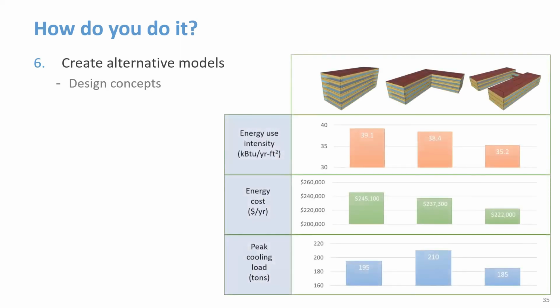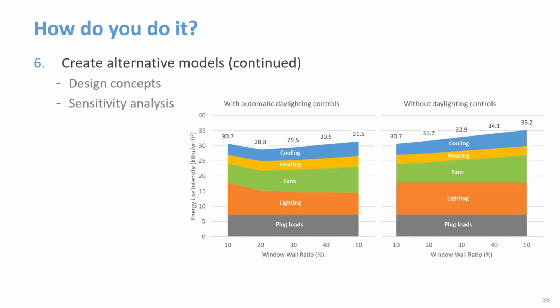Another element of the art of simple box modeling is defining appropriate alternatives that answer the design questions that were identified earlier. So the alternatives might represent different design concepts, like different options for building form. The alternatives might also cover a range of performance to understand the sensitivity of results to changes in design. So we can find out what makes a big difference and what makes little difference.